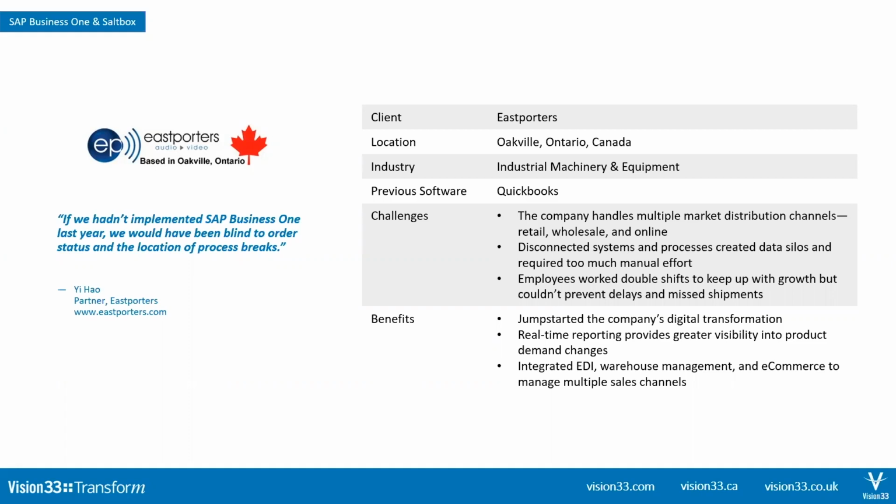The company handles multiple market distribution channels: retail, wholesale, and online. And they had a lot of disconnected systems, all disconnected from their previous ERP system. Processes that created data silos required too much manual effort. Employees worked double shifts just to keep up with the growth, but couldn't prevent delays and missed shipments. You do the best you can sometimes, but when you don't have automated workflows, this is what's going to happen. You get dissatisfied customers.